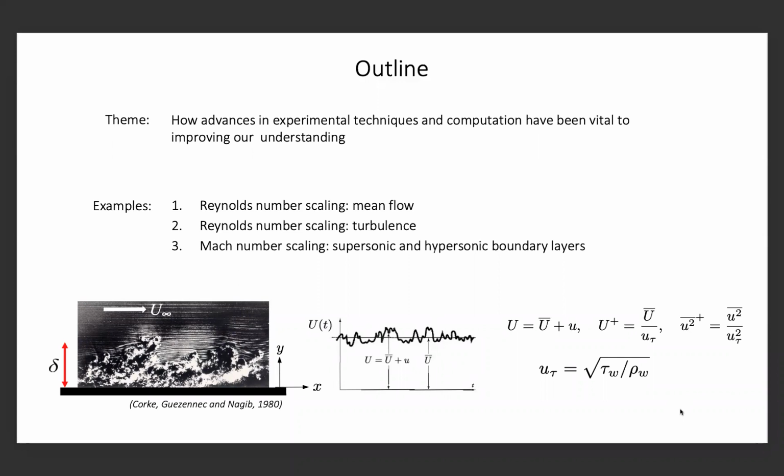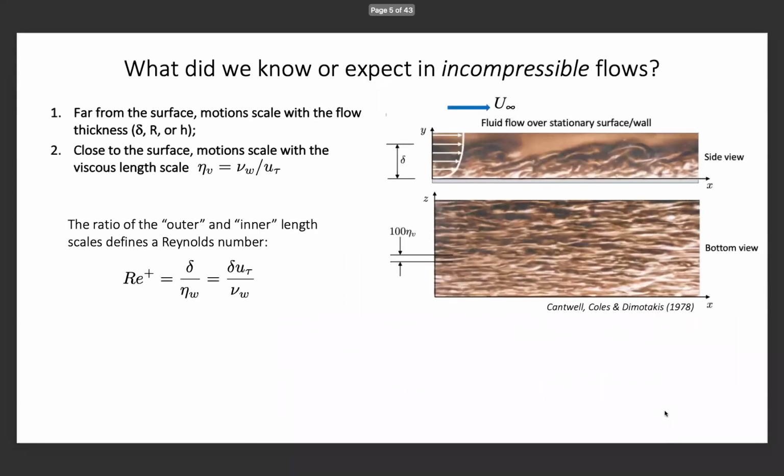If you take the shear stress at the wall and divide it by the density at the wall, you get a velocity squared. And so this gives us a convenient velocity scale for non-dimensionalization. And that's also done for the streamwise turbulence intensity, u squared plus bar. So that's our terminology.